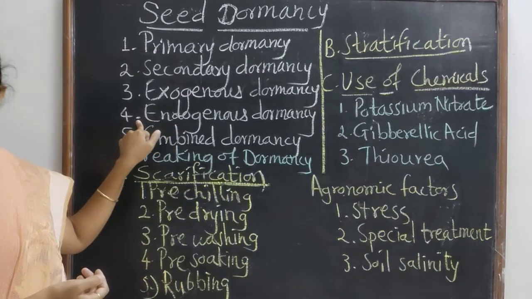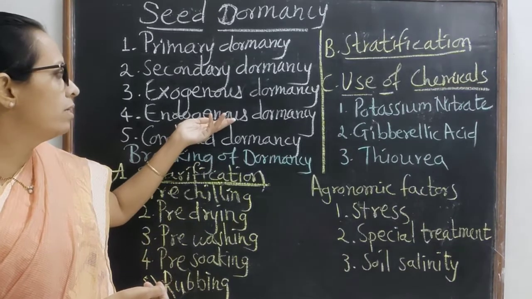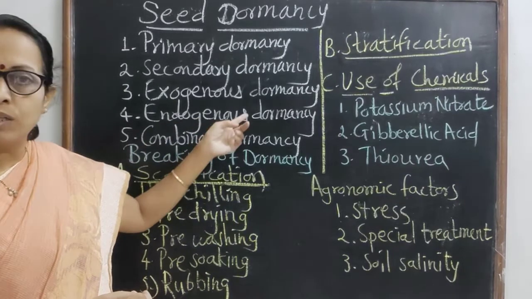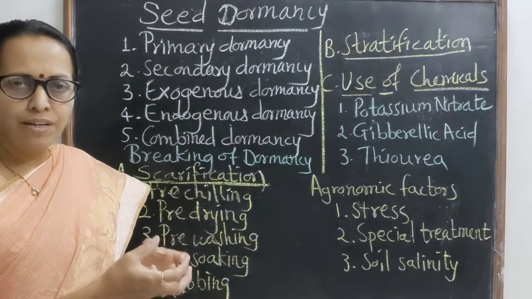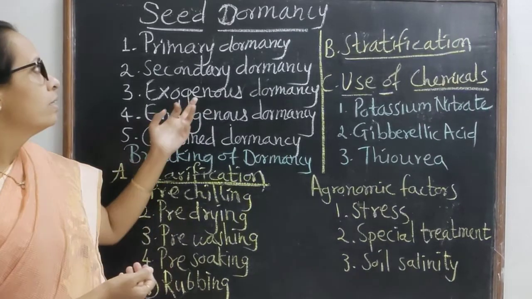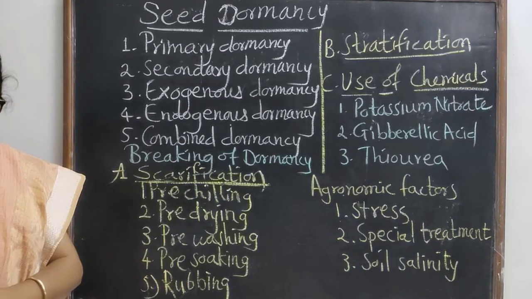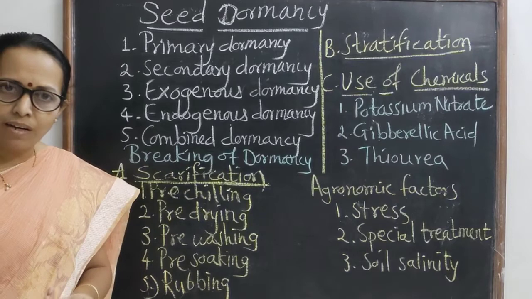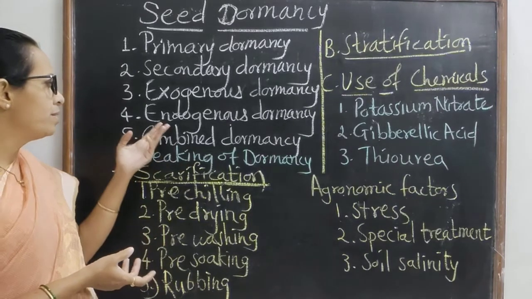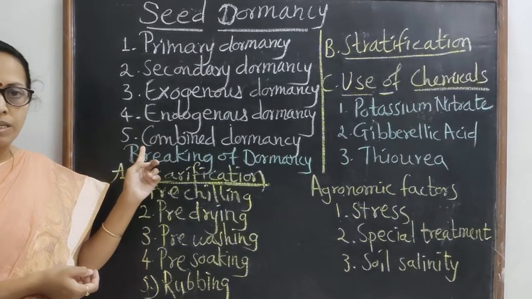Next type, that is endogenous dormancy. Endo means an internal factor which is related to the embryo. We call it endogenous dormancy. The embryo itself is not able to germinate. That is endogenous dormancy. The factor is with the embryo only. That is, an immature embryo may be there, or some chemical may be associated with the embryo. That is the factor.